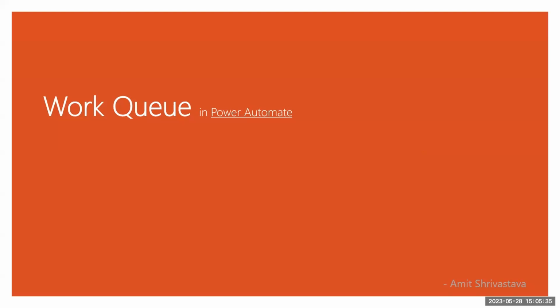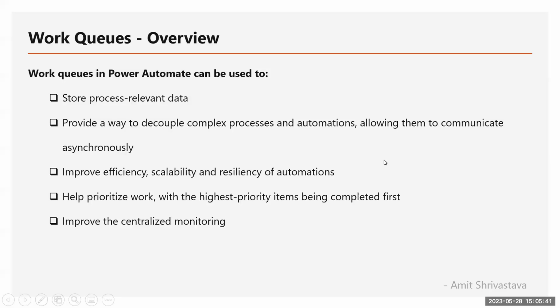Before we begin, I want to give you a quick overview of WorkQueues. So you can consider this work queue as a table which stores your process relevant data. This work queue provides a way to decouple your complex processes or automations. It improves efficiency and scalability. So let's say if you want to process n number of items parallelly, you can load them in a work queue and then process them using multiple machines or bots. You can prioritize the items you want to process first. You can achieve that also.